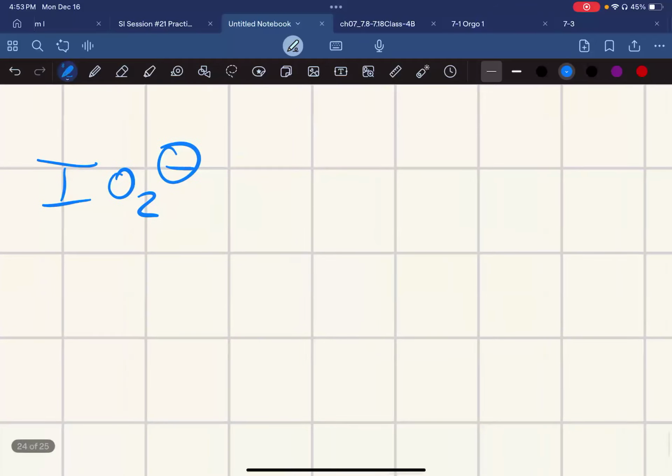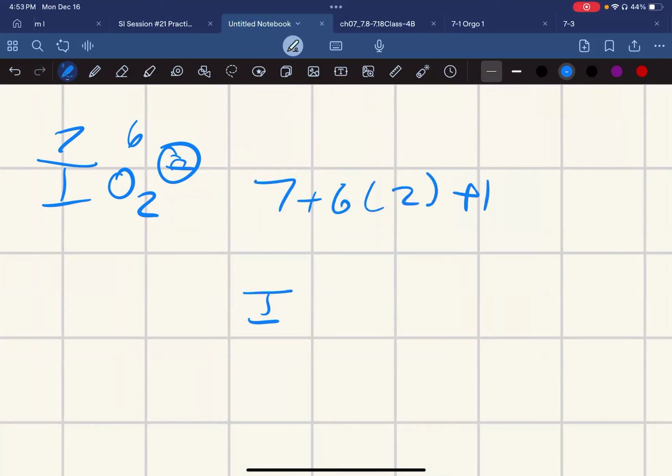With these kinds of questions, they can ask about the non-bonding stuff, which is basically the lone pairs, right? So let's go through this. How many valence electrons are in iodine? That would be 7, because it's a halide. How many valence electrons in oxygen? That would be 6. And then there's a negative charge, so that's an extra 1 that you add. So it'd be 7 plus 6 times 2 plus 1, so that's 20 total electrons.